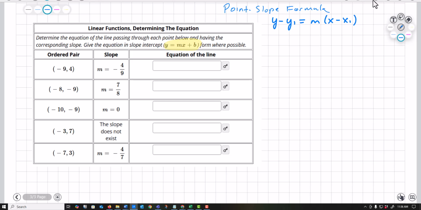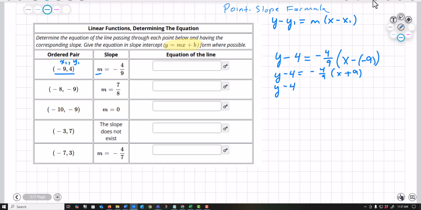So from here, I'm given an ordered pair. This is my x1, y1, and then of course this is my slope. So I can look here: y minus y1, which is 4, equals m, which is negative 4/9, times x minus my x1, which is negative 9. And so now I'm just going to solve for y. Don't get scared of that fraction, because you're going to see something nice happen.